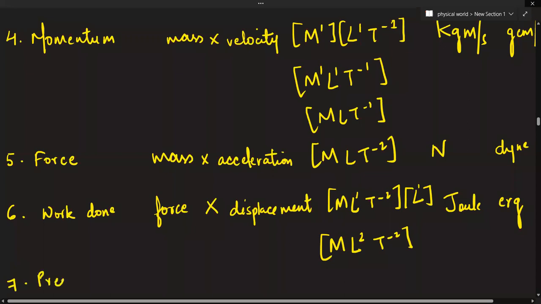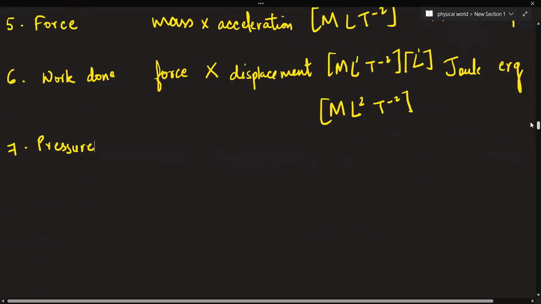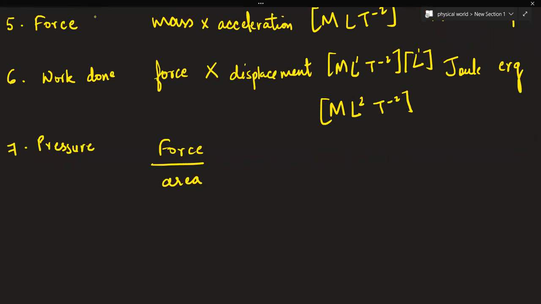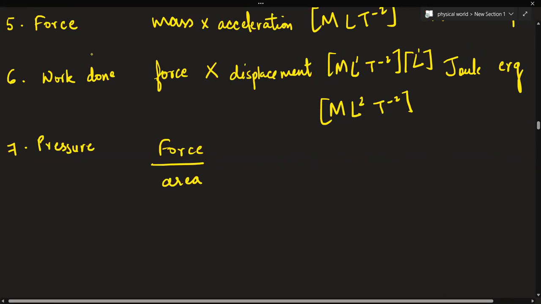Try it calculating. Tell me the dimensional formula for pressure. I'll write down the formula. Formula is force by area. Now, not only send me this dimension formula, also send me the SI unit. SI unit plus dimension formula. Quickly, both.